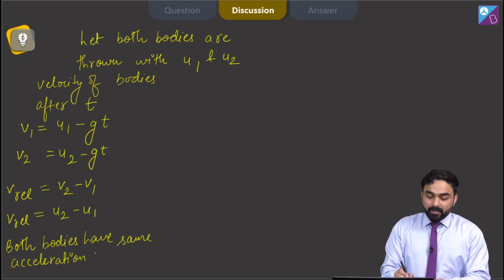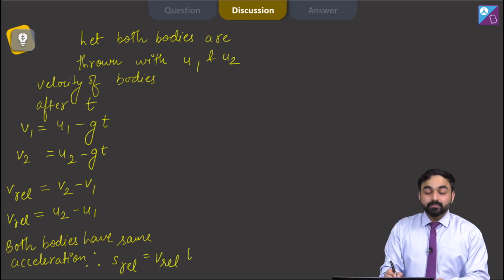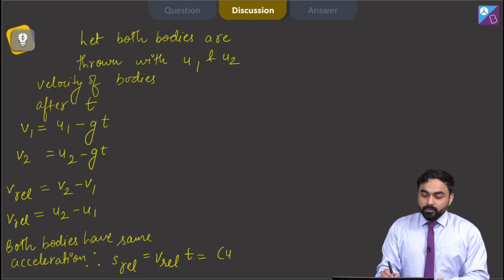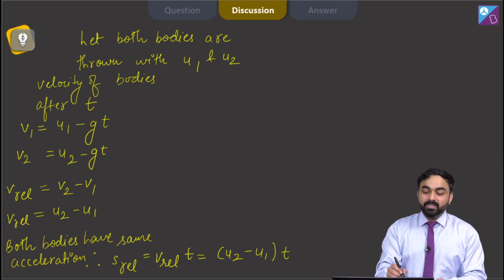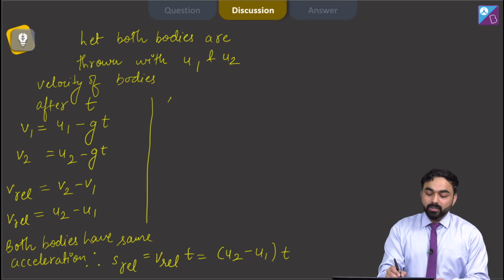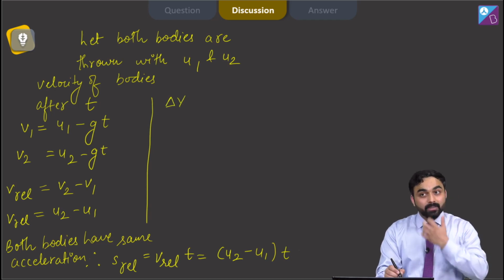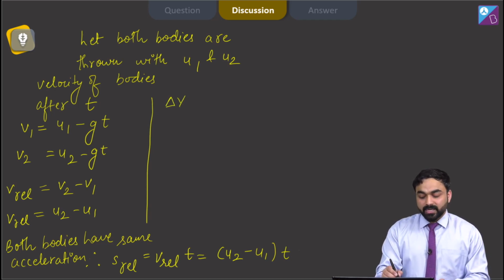therefore S relative will be v relative into t, which will be u2 minus u1 into t. And students, this S relative is nothing but your separation between the two bodies, that is delta y equals u2 minus u1 into t.